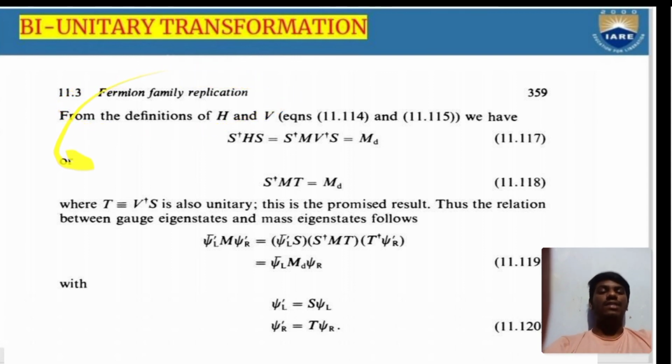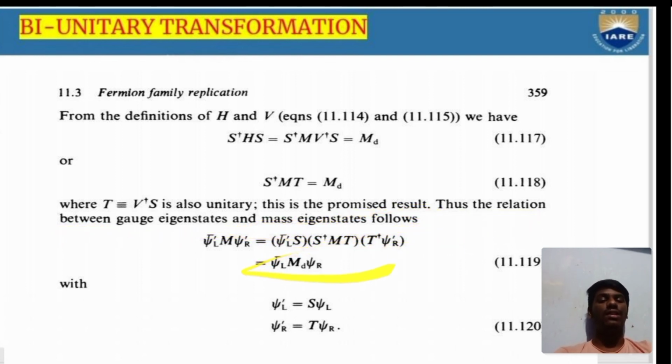Fermion family representation. From the definition of H and V, equations 11.114 and 11.115, we have S†HS equal to S†MV†S equal to M_D, S†MT equal to M_D, where T is equal to V†S, which is a unitary. This is the promised result. Thus the relation between gauge states and the mass states follows. From this equation we get ξ_L M ξ_R equal to ξ_L S S†MT T†ξ_R, where ξ_L' is equal to S†ξ_L and ξ_R' is equal to T†ξ_R.